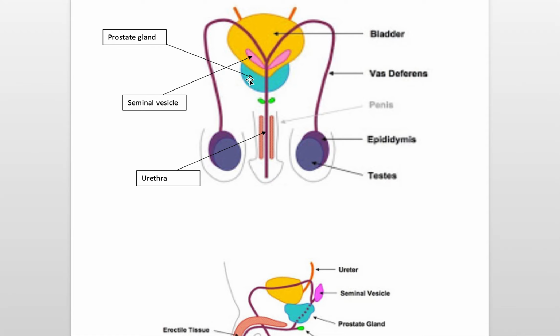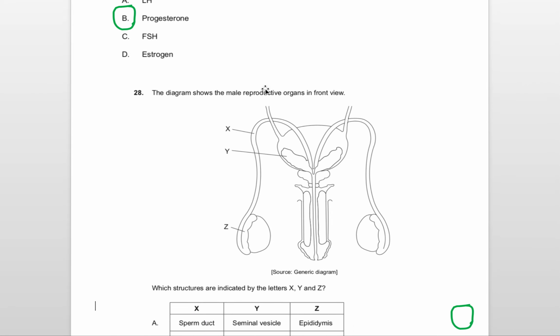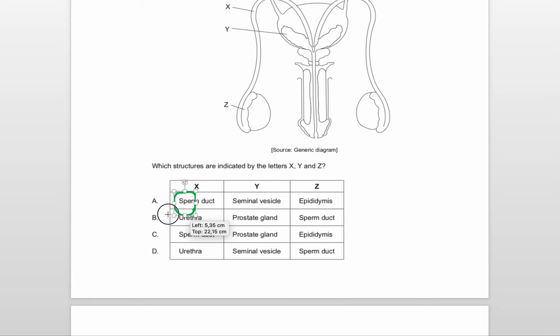And below this, the part that also makes stuff is called the prostate gland. So right here, prostate gland and seminal vesicle, they both contribute. Just remember the seminal vesicle is above. So therefore we can see this one's answer is A.